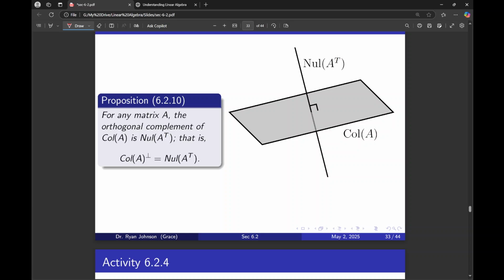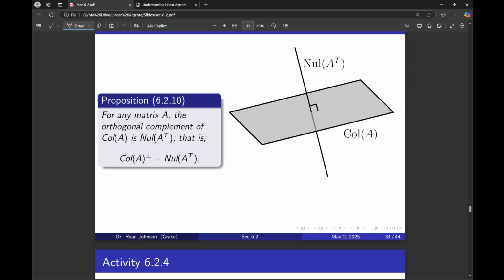The fact that we're using the perp sign as this and the transpose sign as that. Okay? So, column space perp is equal to null of A transpose. It's like you're taking your T and flipping it upside down. Isn't that fun? All right.